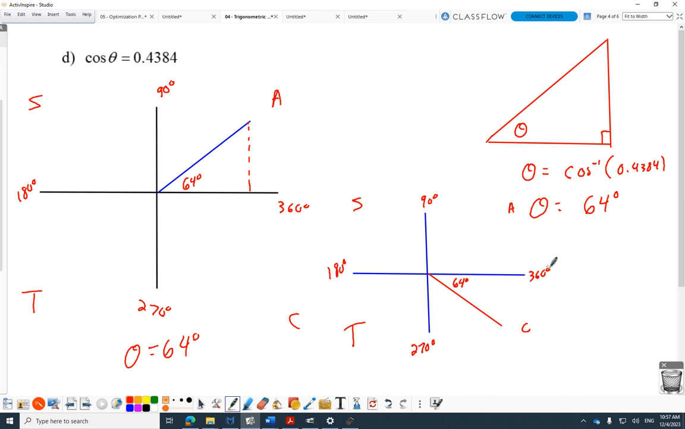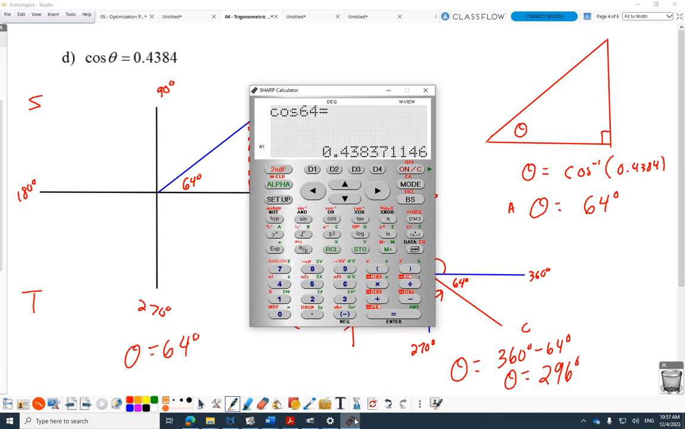In this quadrant, how do I get the full angle? Ben. 360 minus the 64, 296. You're like, is it right? Now your calculator can help. Say, okay, well, check it out. Cos 296 equals 0.4387. You know, round it off. Because I went to the nearest degree, I'm off by 10 thousandths, or 300 thousandths actually. That's why nearest degree is good. It's pretty close.